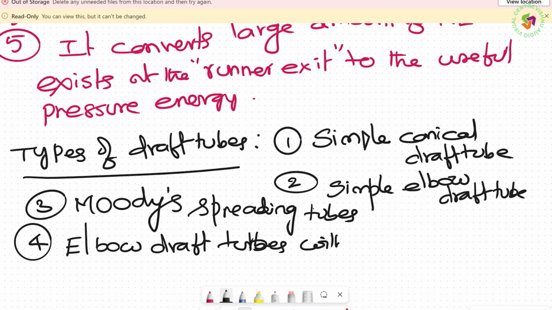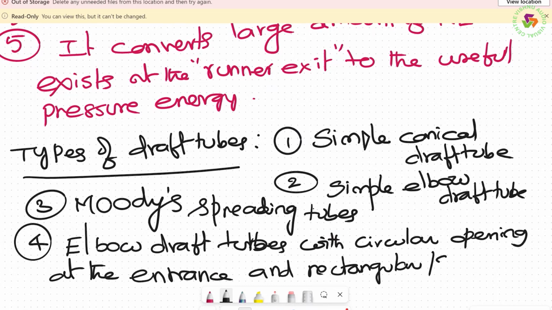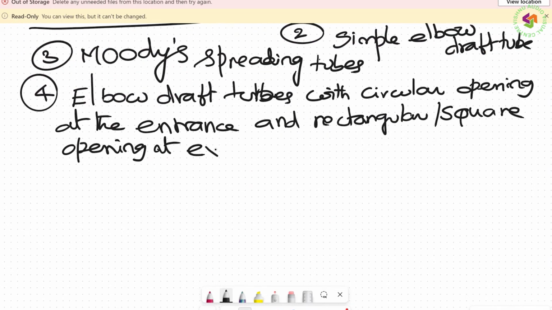with circular opening at the entrance and rectangular or square opening at exit. Now I will show the figures. Please draw the figures along with me.